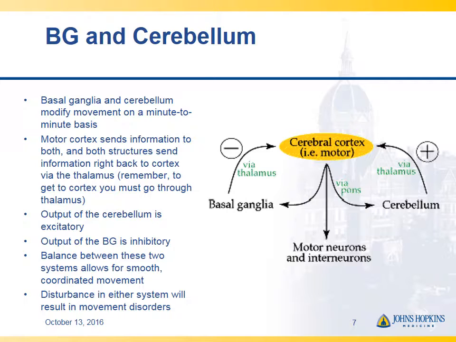So the basal ganglia and the cerebellum modify movement on a minute-to-minute basis. The motor cortex sends information to both, and both structures send information immediately back to the cortex via the thalamus. The output of the cerebellum is excitatory, whereas the output of the basal ganglia is inhibitory. So a balance between these two systems is important to achieve smooth, coordinated movement. And again, a disturbance in either system will result in movement disorders.